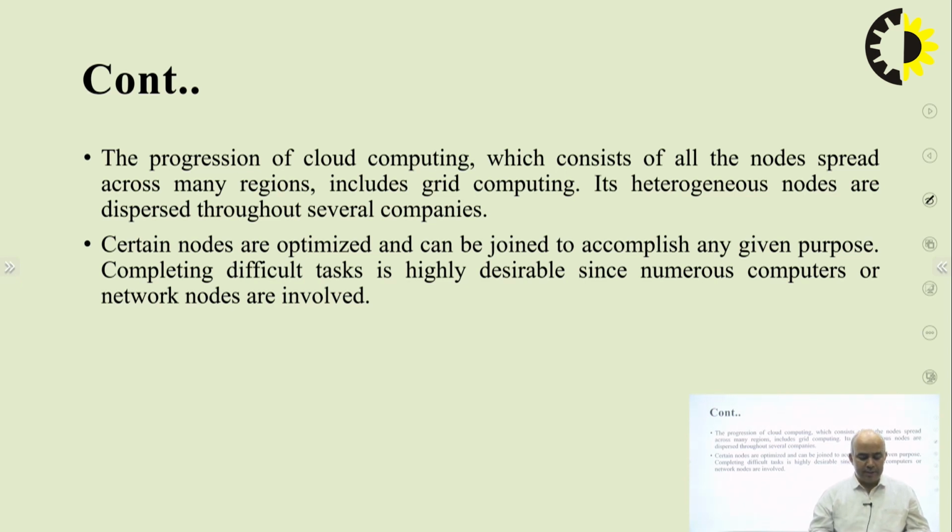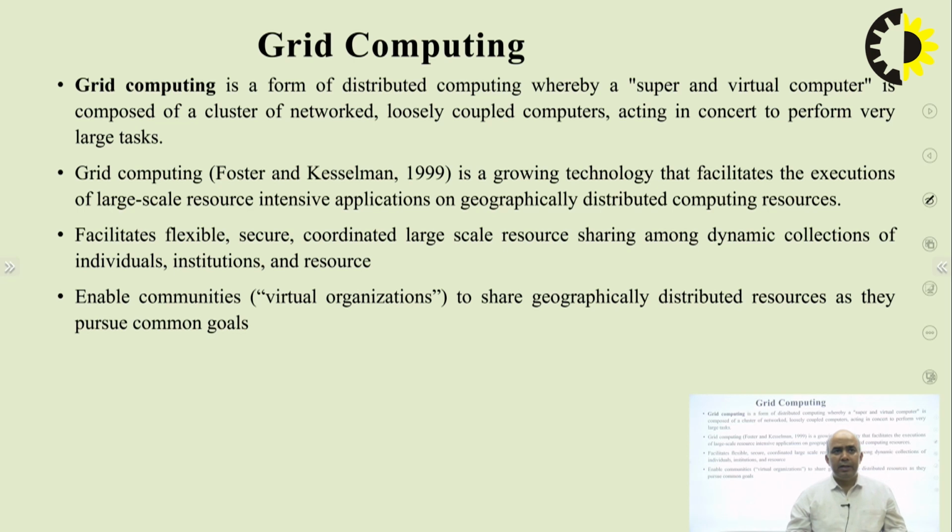So there are various definitions with respect to grid computing. There are a few. Grid computing is a form of distributed computing where a super or virtual computer is composed of a cluster of networked, loosely coupled computers acting in concert to perform very large tasks.